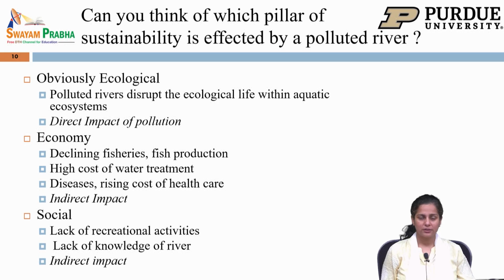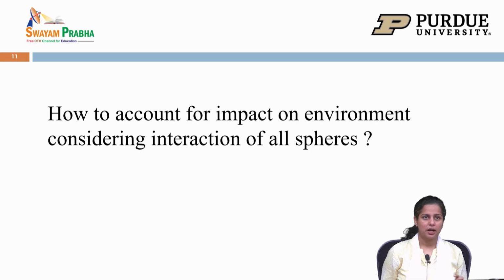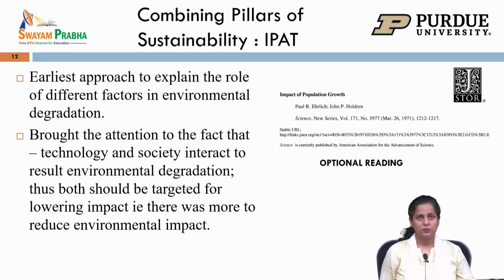Okay, so now we understand what sustainability means and what are the different pillars or different aspects of sustainability that we need to think about. So the next question is, how do we account for impact on environment considering interaction of all spheres? So when we think of accounting for impact on environment considering interaction of all spheres, the first equation that came was the IPAT equation. It's called the impact equation.